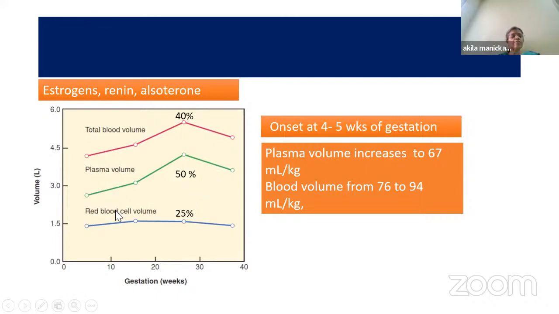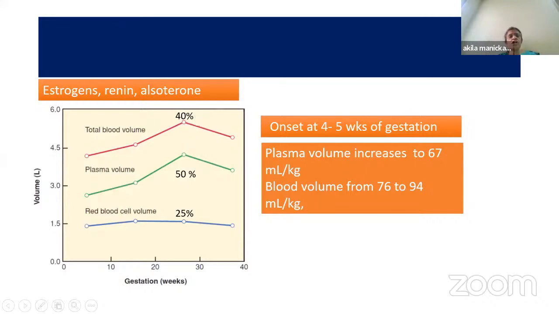But when you look at the rate of increase in plasma volume, it starts early, at the 4th to 5th weeks of gestation. It slowly rises throughout the first trimester, and then there is a rapid rise in the plasma volume at the start of the second trimester, and it peaks at the early part of the third trimester, where it attains a value of 50 to 55%. And the total blood volume also increases in a similar way, but the increase is roughly about 40%. The plasma volume increases by 50 to 55%, whereas the total blood volume increases by roughly about 40%.